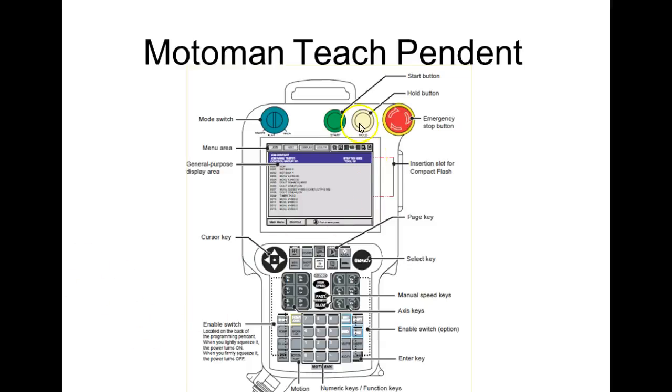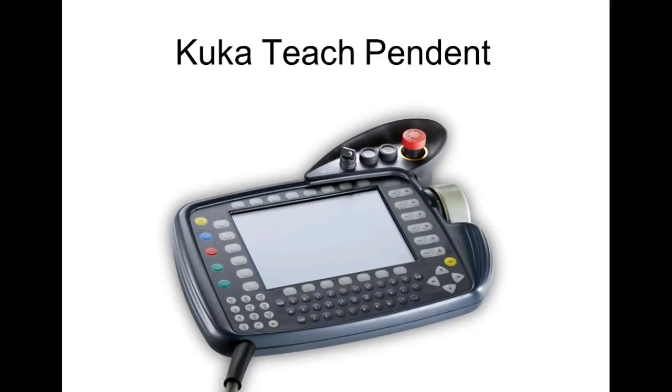So this one has some touchscreen capabilities, but it's still also got a lot of keys. This is where we're going to move the robot. We're going to talk about a coordinate system before long, but this is what you're going to have to learn how to use on your robot. This is the teach pendant for the Kuka robot.